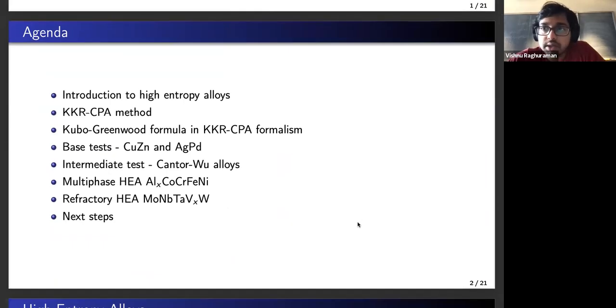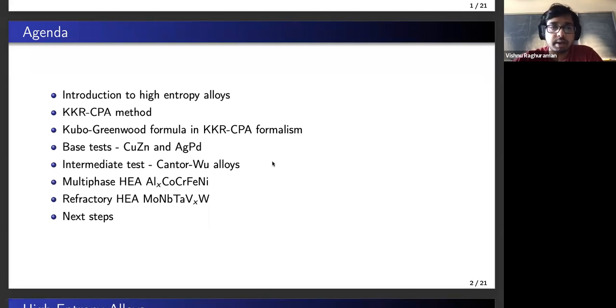I'm going to give a brief introduction to high entropy alloys. Then I'm going to talk about the KKR-CPA method and specifically how you can calculate conductivity within the KKR-CPA formalism using the Kubo-Greenwood formula, which we've implemented in the MuST code. First I'm going to show some examples that have already been done. Copper-zinc and silver-palladium conductivity calculations have been done for several years now, and they act as a good unit test.